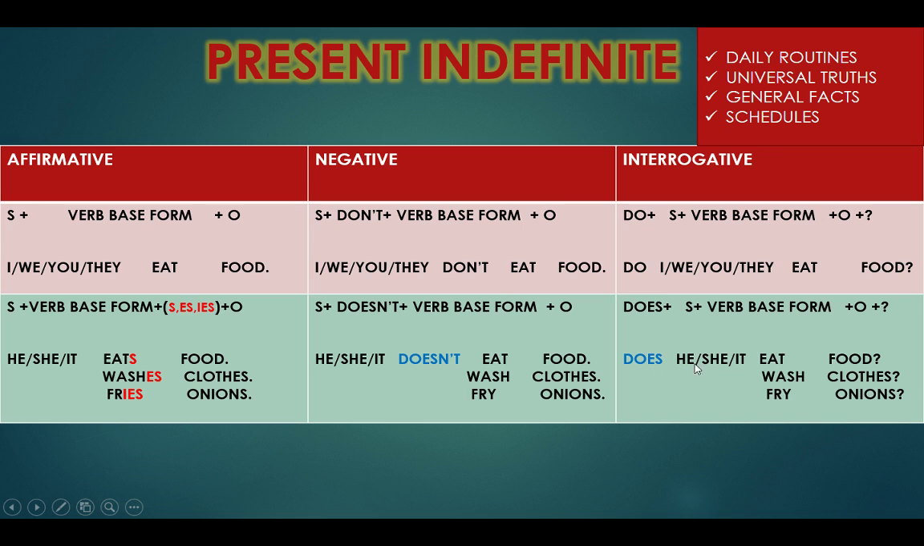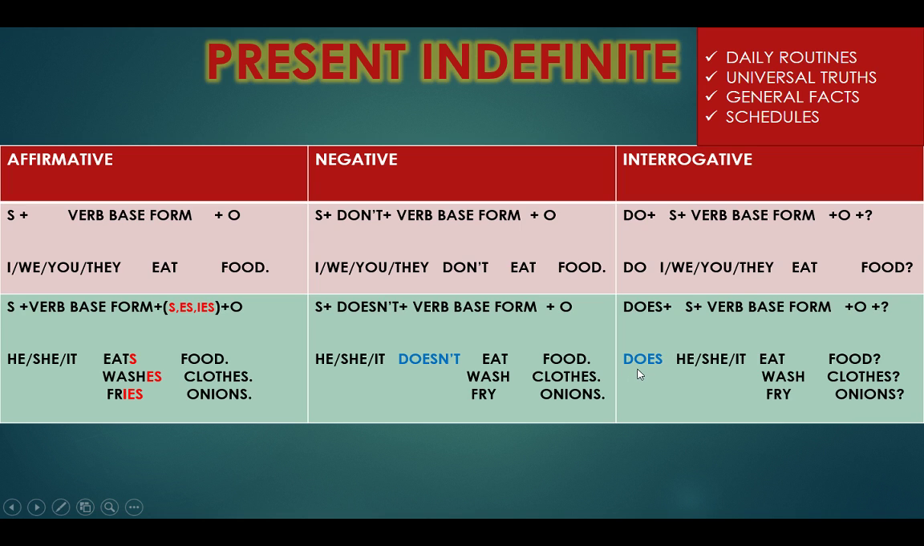Next one: does he, she, it eat food? Does he, she, it wash clothes? Does he, she, it fry onions? Say, no changes to this form at all. If you compare this one with this sentence, you won't find anything different between both this and this, except for this: do. Here we are going to use do, and here we need to use does. And why did we use does?